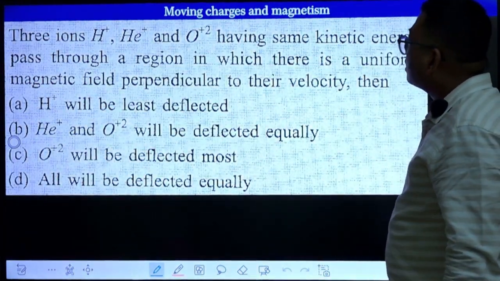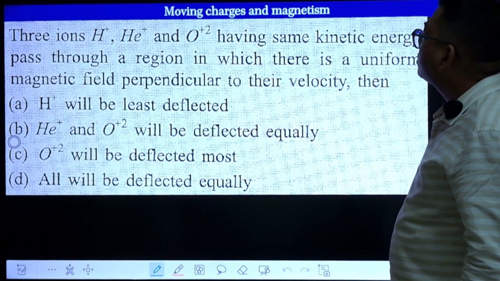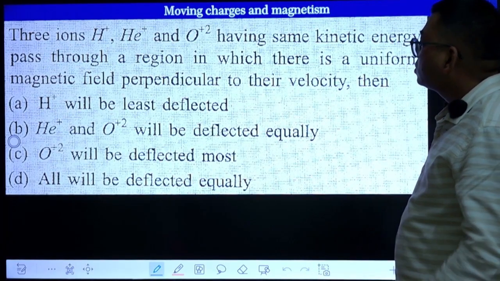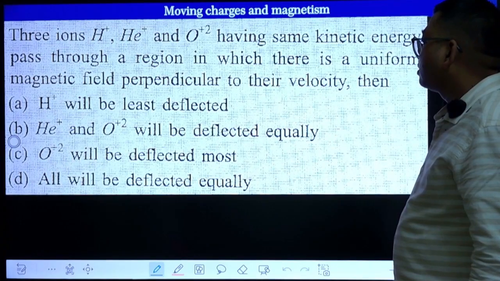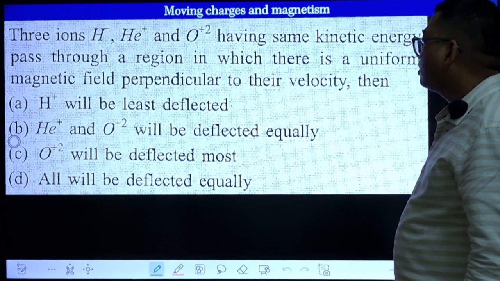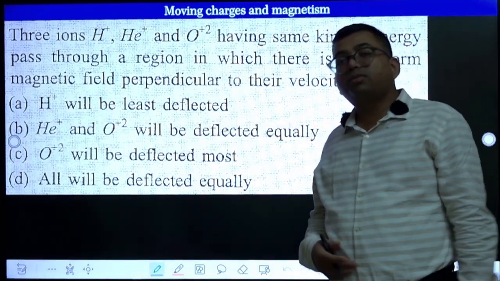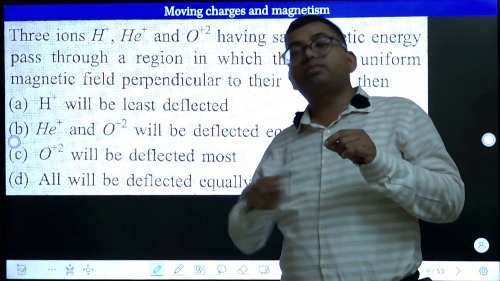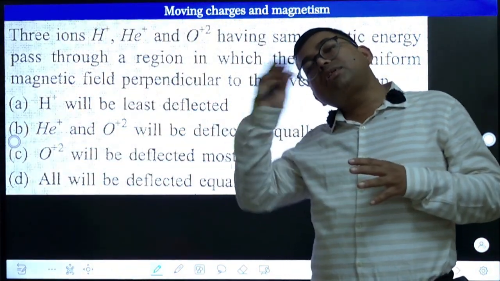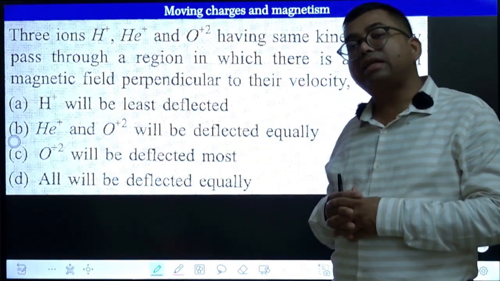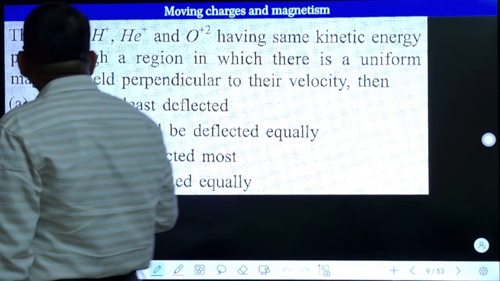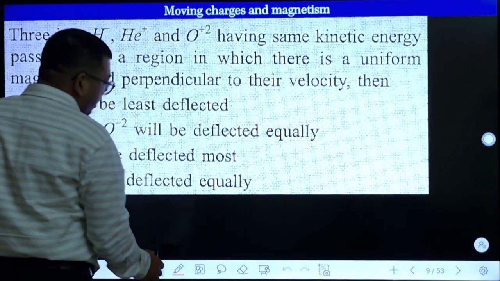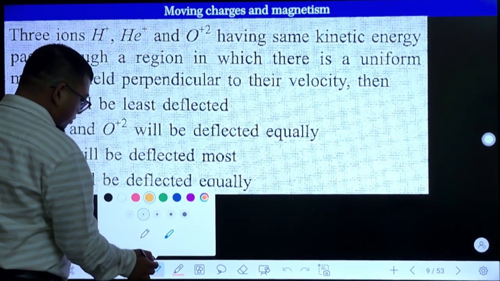Three ions are given, with the same kinetic energy, passing through a region in which there is a uniform magnetic field perpendicular to their motion, causing circular motion. Which is least deflected, and which will be deflected equally? Deflected equally means you have to consider the radius. Suppose some charged particle goes in one radius, and some goes in a larger radius. So how much it is bending or deflecting is what they are asking about, right? So let us try to compare the radius.